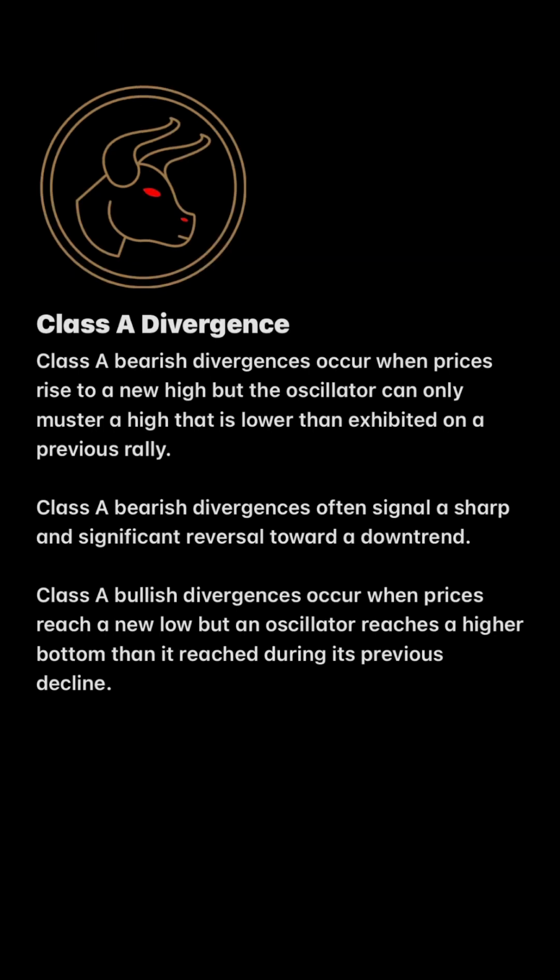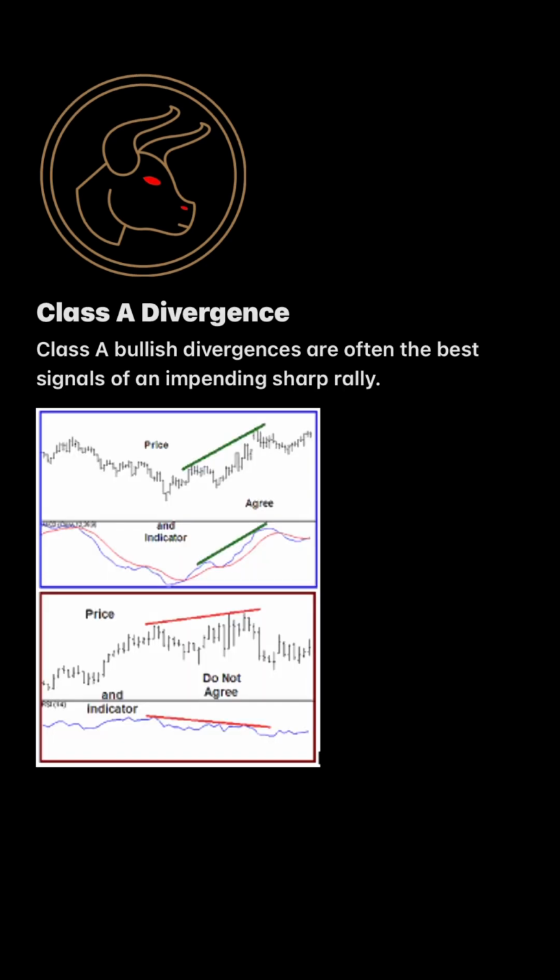So when we're talking about Class A, we're going to talk about bearish divergence first. This occurs when the price rises to new highs, but the oscillator can only muster a high that is lower than exhibited on a previous rally. Class A bearish divergence often signals a sharp and significant reversal toward a downtrend, and Class A bullish divergence occurs when price reaches a new low, but an oscillator reaches a higher bottom than it reached in its previous decline. Class A bullish divergences are often the best signals of an impending sharp rally. And here in this chart, I've got a couple different examples of what Class A divergence looks like.